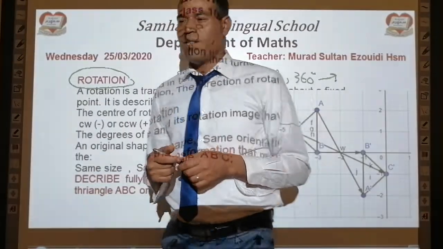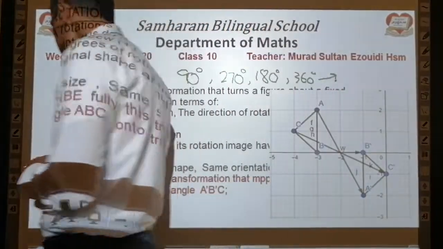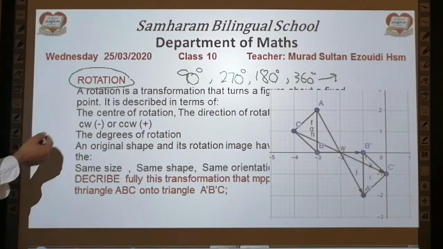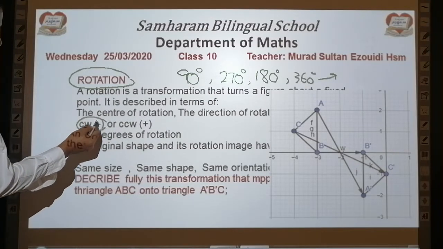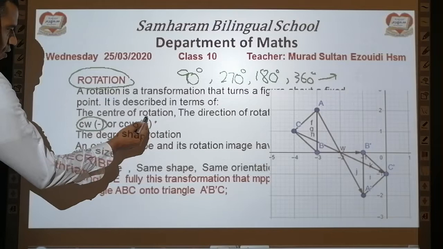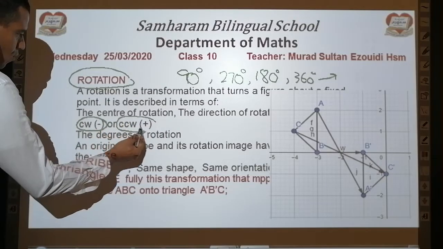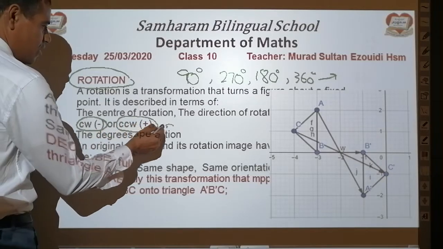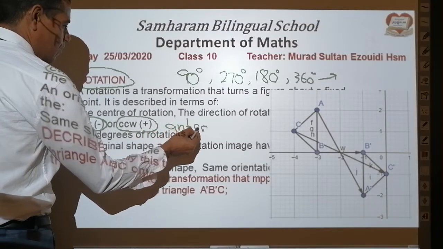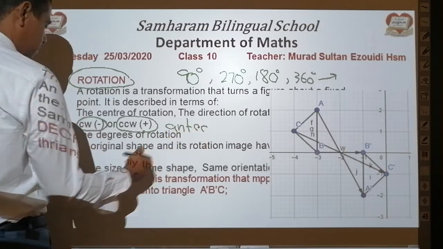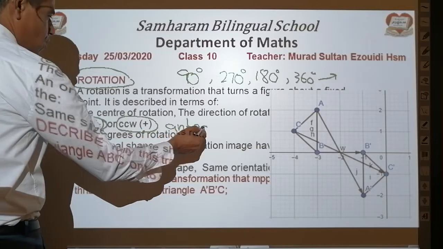Clockwise means this direction. And clockwise, anticlockwise, you can write anti and clockwise. And clockwise.